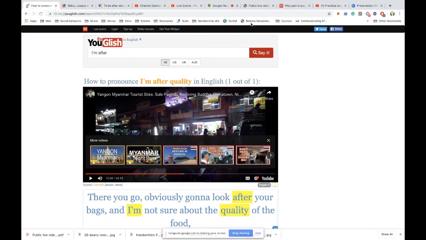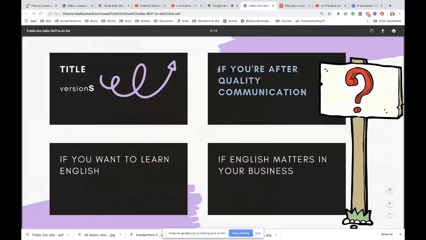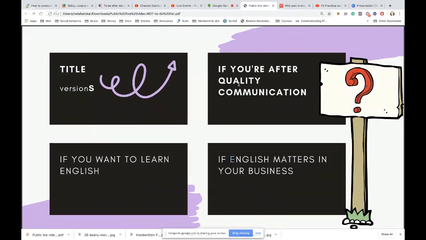So here you go. I will already share the first resource with you. And this is how I check myself. So I can say it in a variety of different ways: if you want to learn English, if English matters in your business, or I can choose to say if you're after quality communication. And if I can express myself in a variety of different ways, I feel more confident because I don't depend on one word or one word combination that I can't forget. And I can't forget things because I'm a human being.